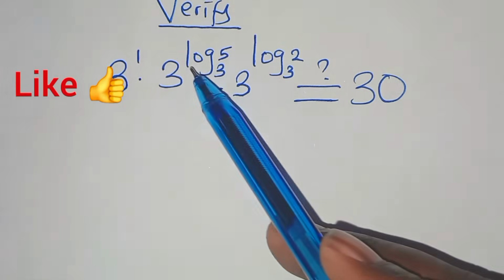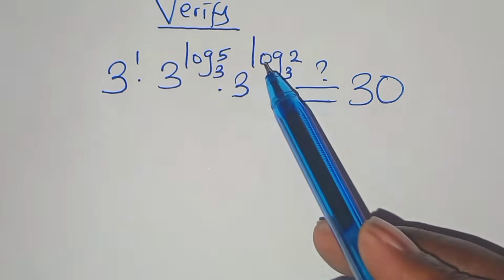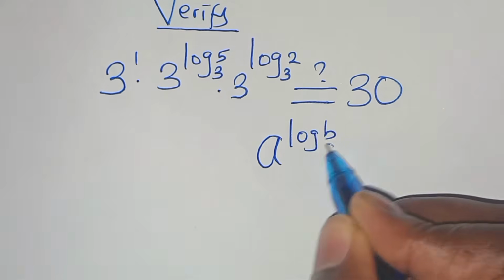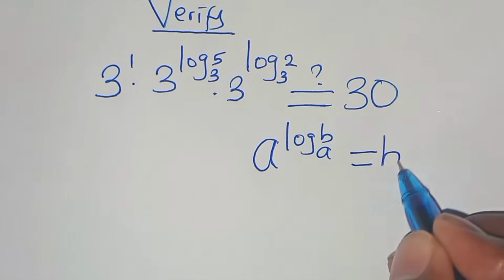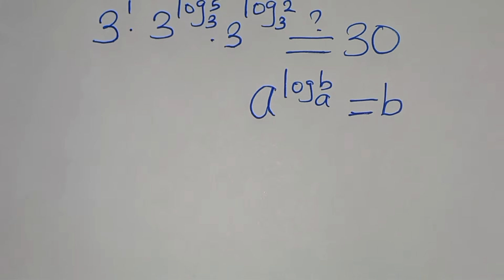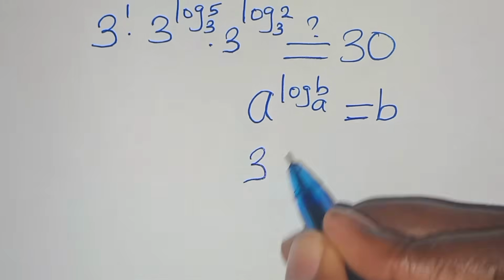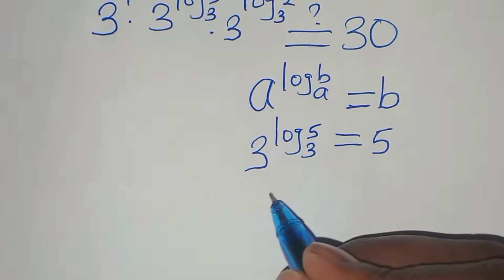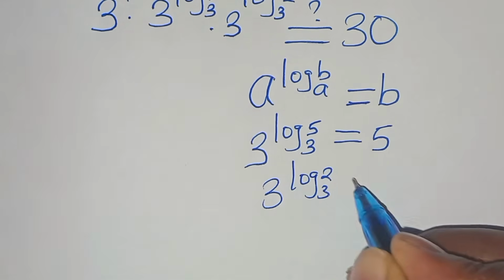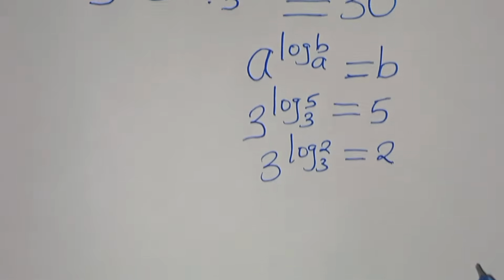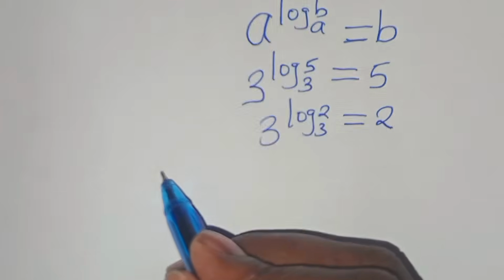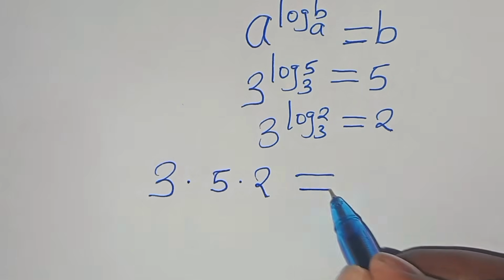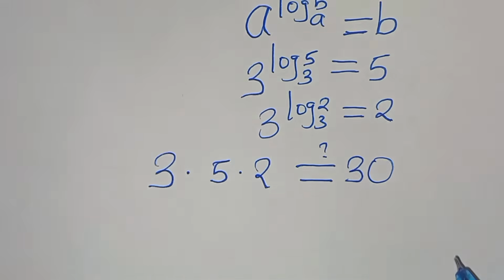Now we have 3 to the power of log 5 to base 3 multiplied by 3 to the power of log 2 to base 3. This is in the form of a to the power of log b to base a, which is supposed to give us a value of b. Applying this logarithm property, 3 to the power of log 5 to base 3 is equal to 5, and 3 to the power of log 2 to base 3 should give us a value of 2. So let's substitute 5 and 2 so that we have 3 multiplied by 5 multiplied by 2. This is supposed to give us a value of 30.